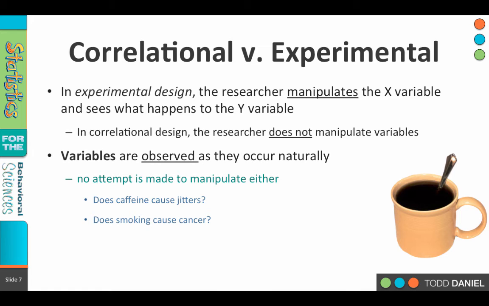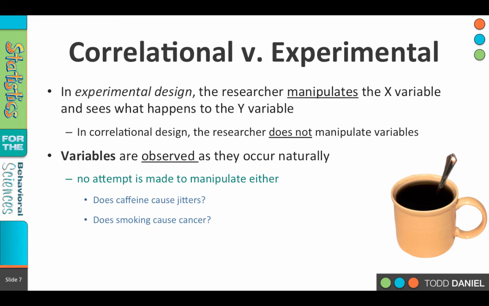In an experimental design, the researcher manipulates an X variable and then measures what happens with the Y variable. In a correlational design, there's no manipulation. We simply observe the variables as they occur. We make no attempt to manipulate either one.